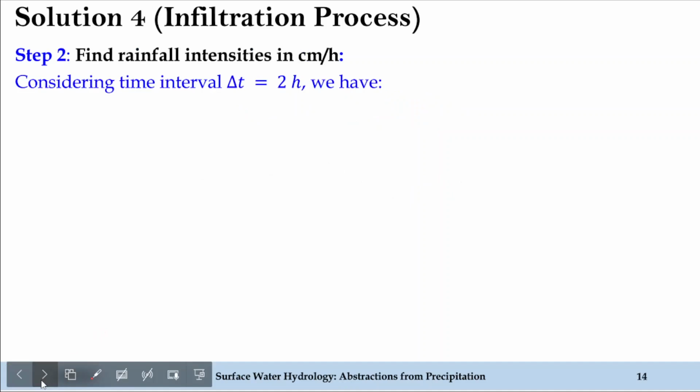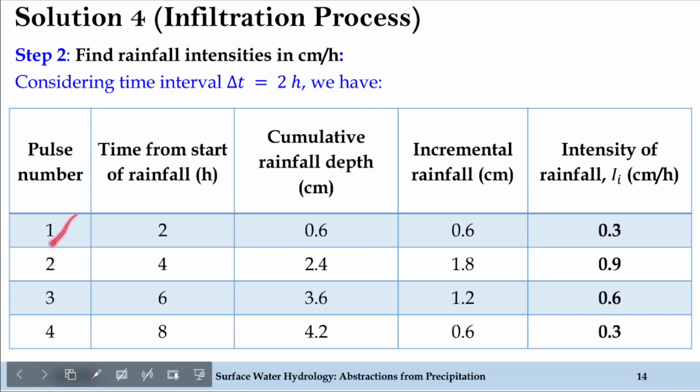Now in step 2, let's find the rainfall intensities corresponding to each time period provided. Here we can see the time periods 0, 2, 4, 6, 8 hours from the beginning, and the time interval is delta t equal to 2 hours. It is 2 minus 0, 4 minus 2, 6 minus 4, 8 minus 6. So altogether we get a 2-hour interval for each observation. Let's consider each observation as a pulse. So we have 4 pulses, and this is the time from the start of the rainfall, in hours, and this is the cumulative rainfall depth which was provided in the problem. Until here it was the problem.